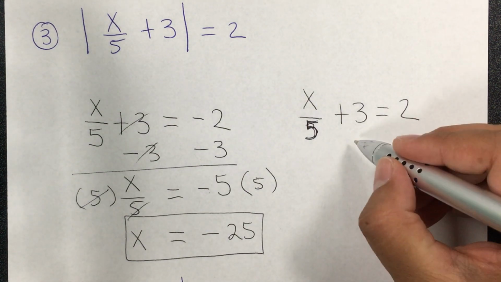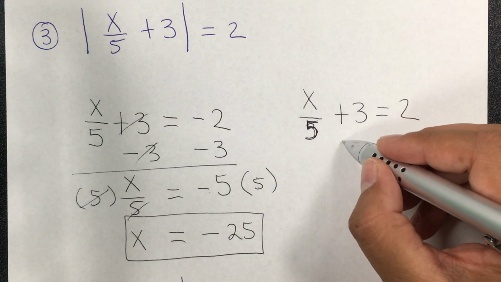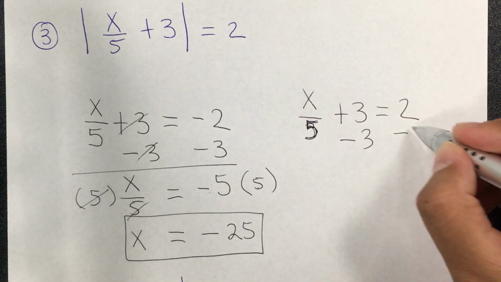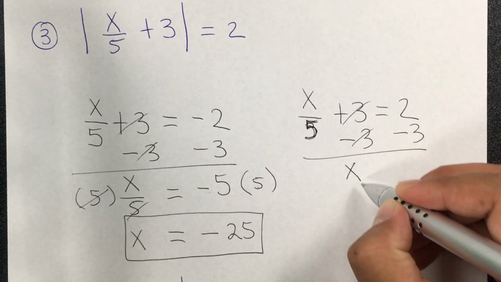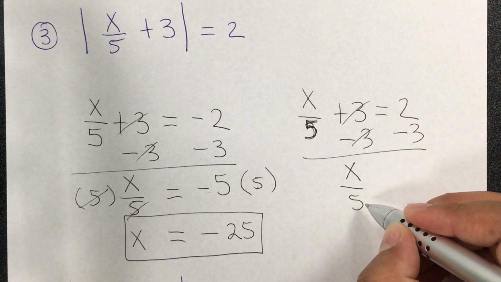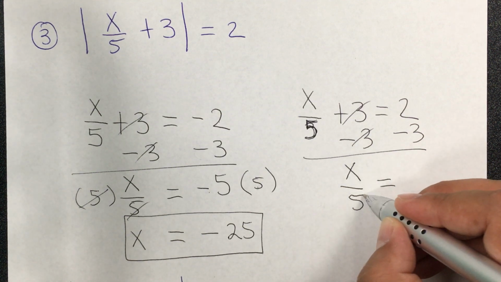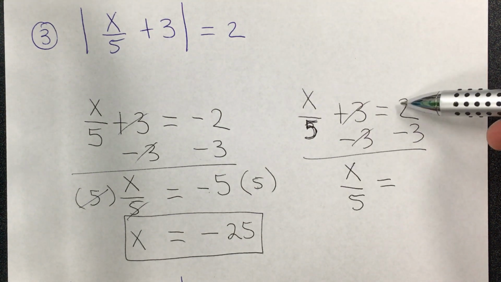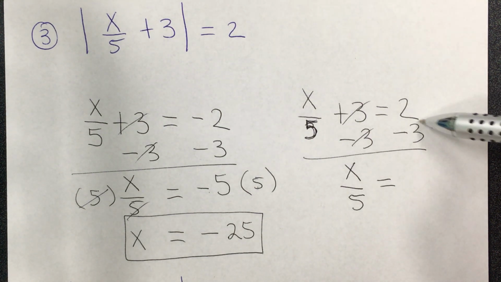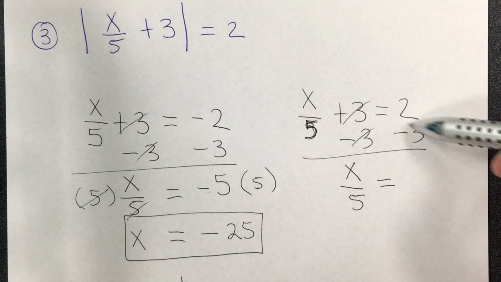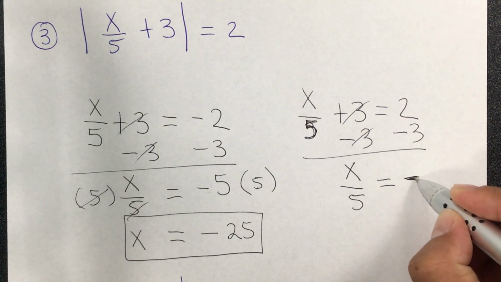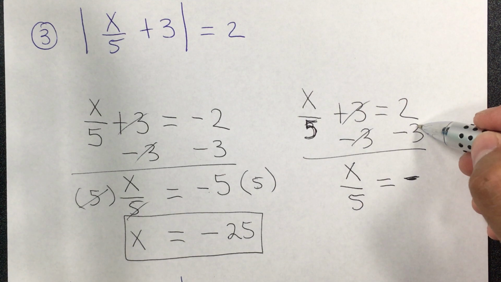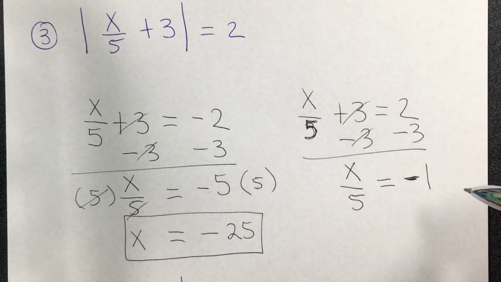For the next one, if we're adding 3, the opposite is to subtract 3. We get x divided by 5 equals, now in here we have a positive and a negative, we subtract and keep the greater sign. So because the greater is negative, we're going to get a negative, and subtract 3 minus 2 is 1.